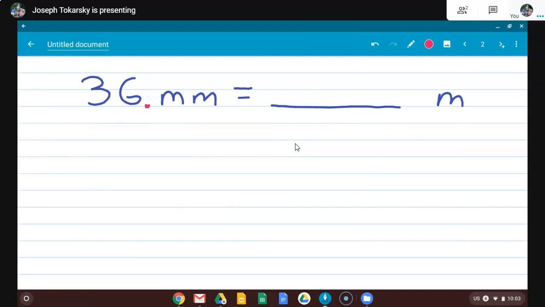Go ahead. Yes. Or in other words, 0.036, right? Meters. Simple enough for everybody?